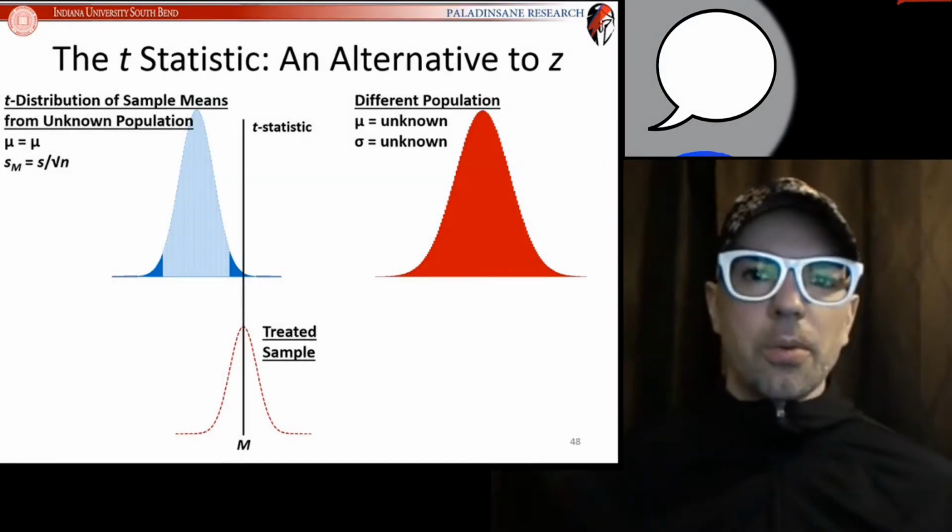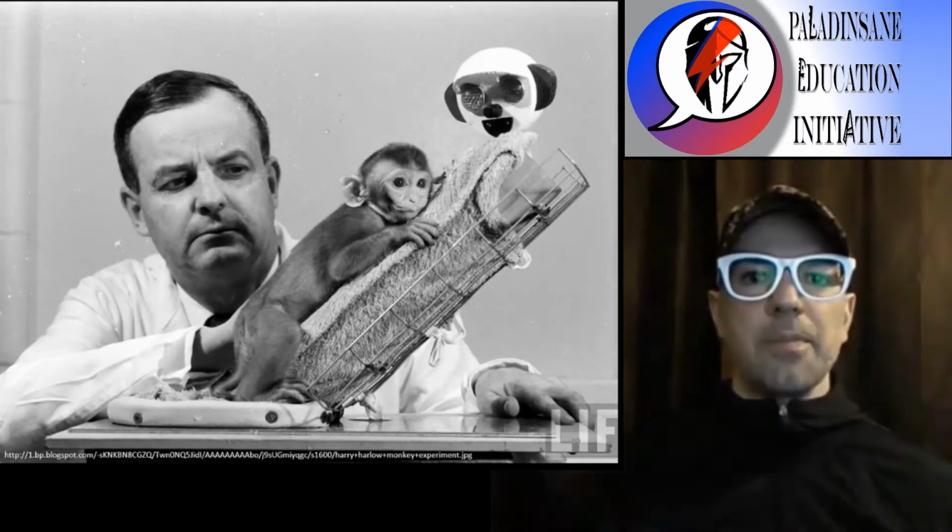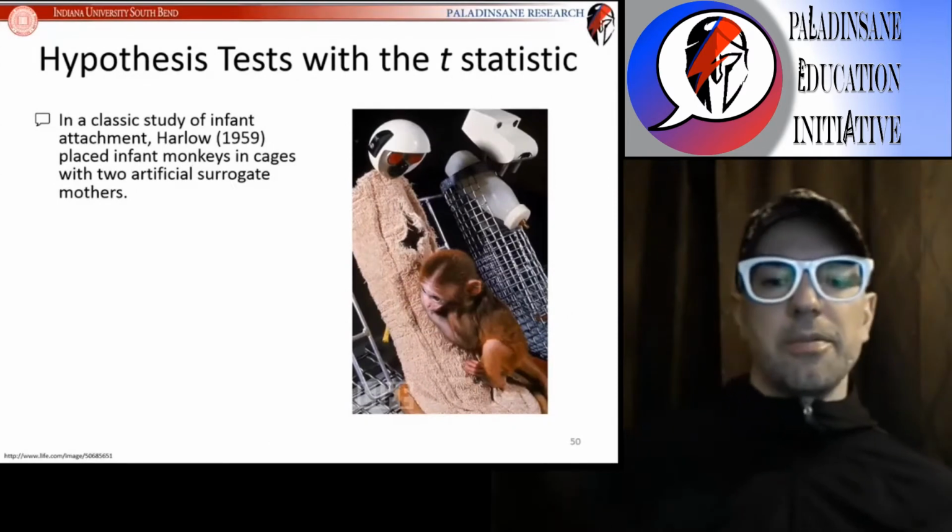All right, so what we're going to do now is put this into action. We're going to go back to Harlow and the classic infant attachment study that he did, and we're going to see how he would have done that for real. So let's set it up one more time, this time with the actual kind of procedure that he would have used.